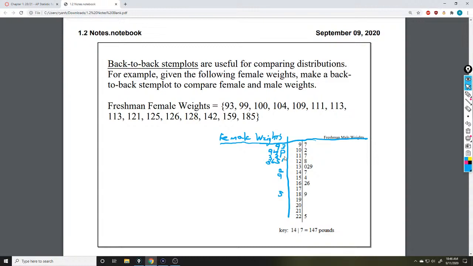And again, it might help us to get that visual of what the data looks like and be able to talk about it and discuss it. What are the comparisons between the female weights and the male weights? Those are your questions to think about.